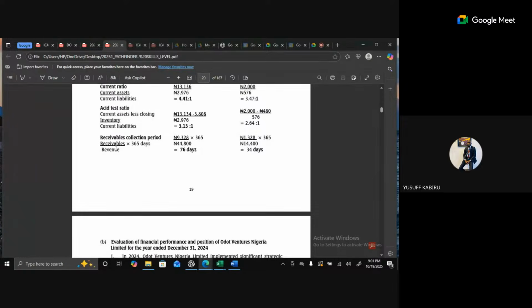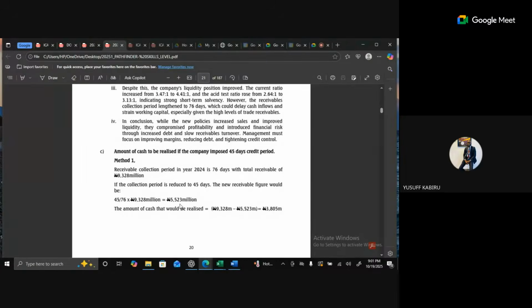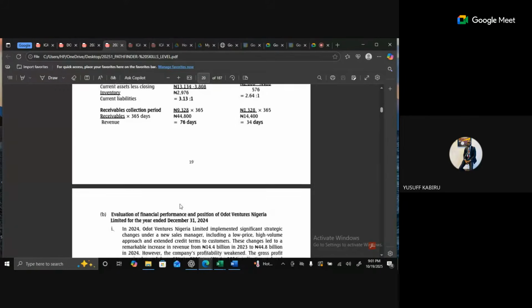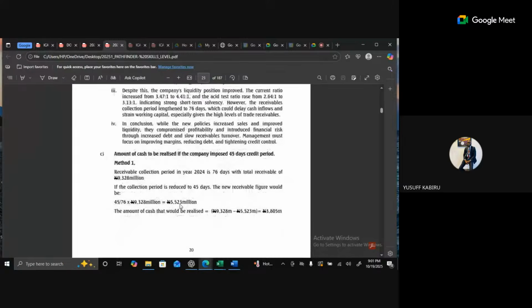So you can also add that to give yourself more marks. Those are the little things that make your answer more unique and earn you more marks.